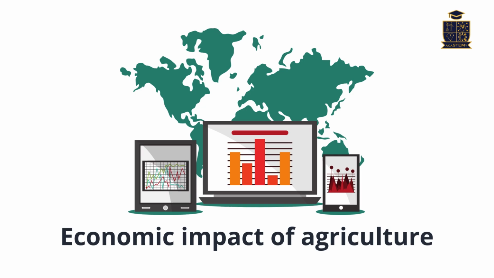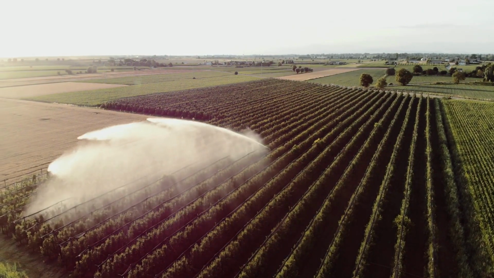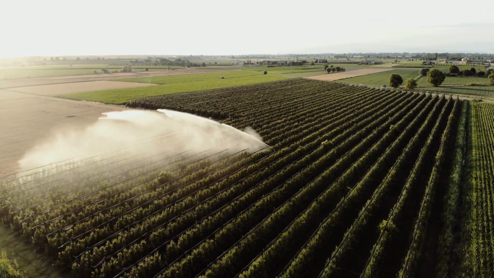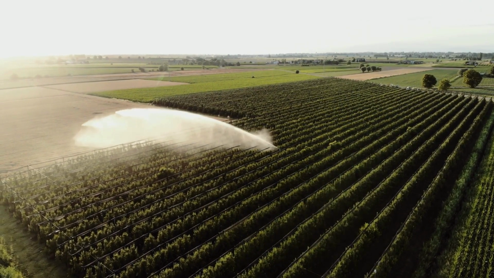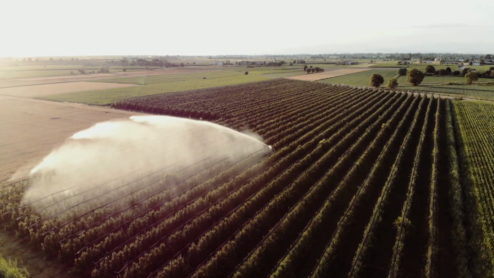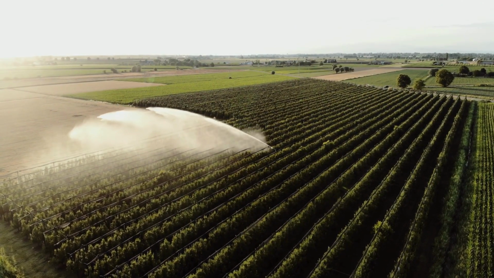Economic impact of agriculture. Agriculture plays a crucial role in local, national, and global economies by providing food, raw materials, and employment, as well as driving trade and economic development. Its contributions vary across different levels, but all are interconnected. Here's how agriculture supports economies at each level.